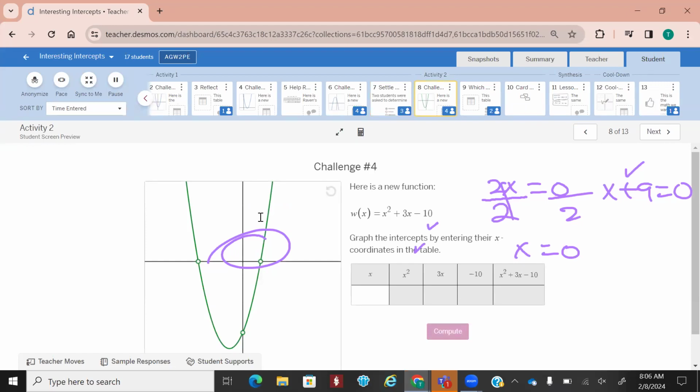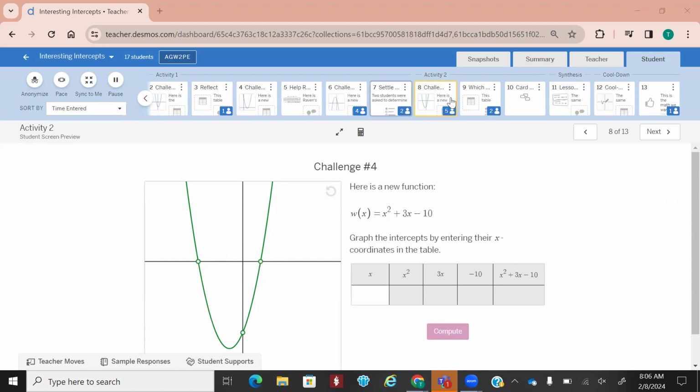All right, now here's the tricky part. On slide 8, this is in standard form. This is not in x-intercept form. So if we plugged in 0 into this equation, we can see that our y-intercept is going to be -10. Now, we need to figure out what this x-intercept is.